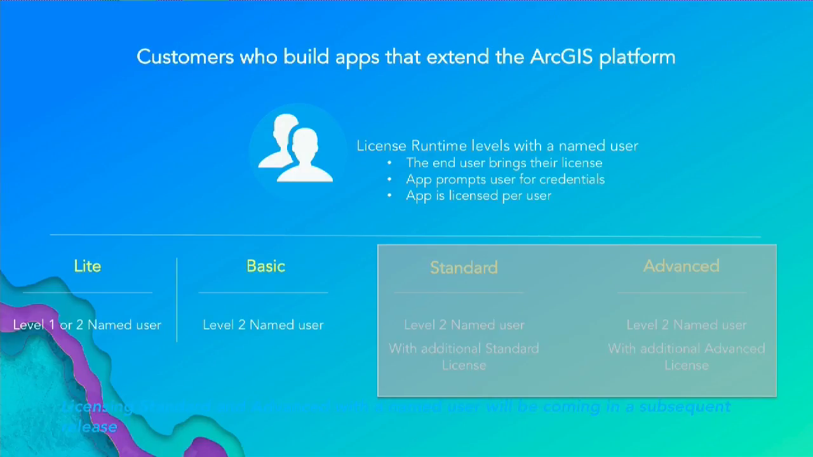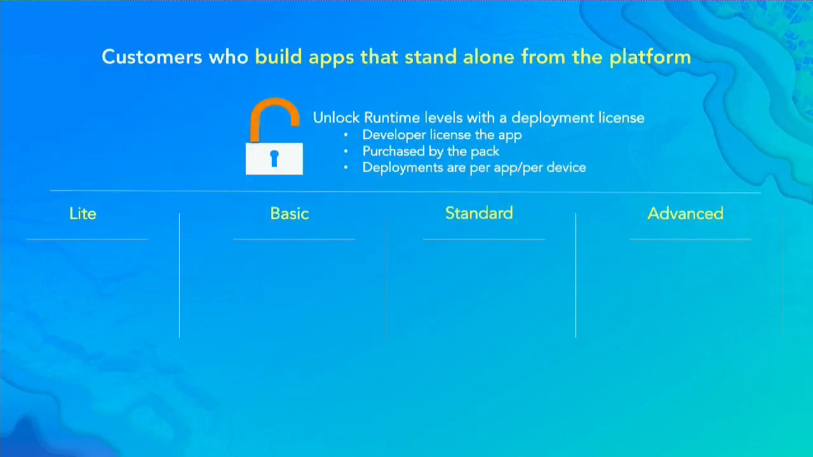Now, this follows very closely with our ArcGIS Online pattern of what level 1 and level 2 can do. So we try and keep very consistent that way. In order to use a named user with an additional license to light up standard and advanced capabilities, that's coming by the year's end. Currently, you can use your named user to light up light and basic.